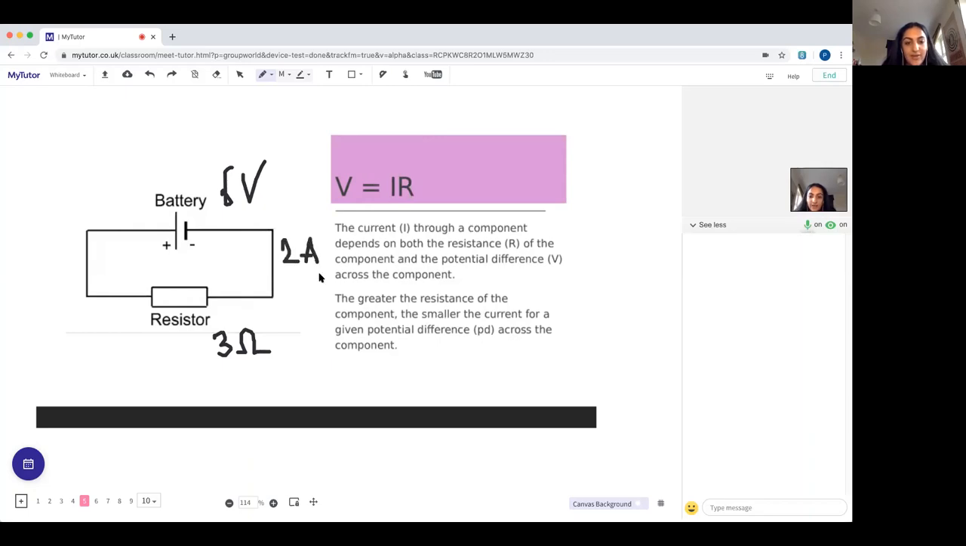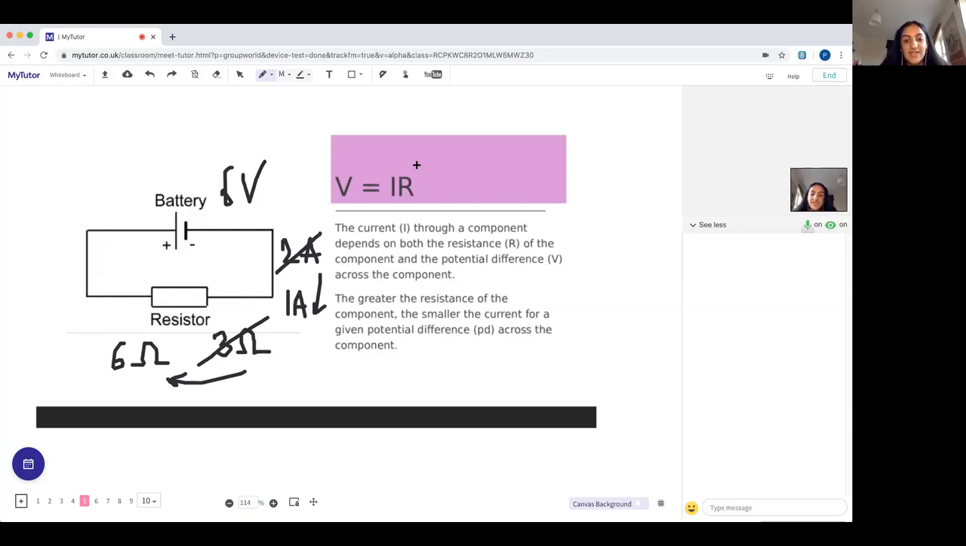Okay, now if I was to increase this resistance, so instead of 3 ohms, I'm now going to make it 6 ohms, and we do the same calculation, V equals IR. So we have V and we have R, so we divide V by R, which is 6 divided by 6, and now instead of 2 amps, we get 1 amp. So we can clearly see that if we increase the resistance, we decrease the current. Okay, so that's how that equation works.